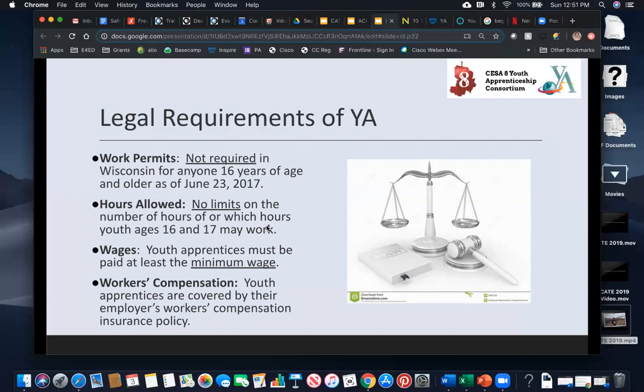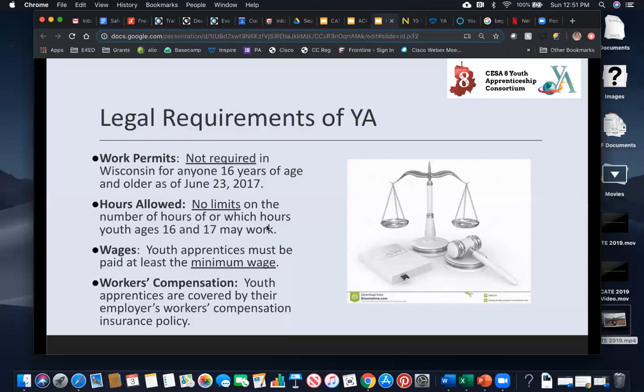Youth apprentices and their employers work out their schedules, ensuring that students may continue working toward high school graduation and school board policies are followed. Wisconsin no longer limits the number of hours which a student ages 16 and 17 may work. It all depends on how free that particular student's schedule is, keeping in mind their classes and extracurricular activities. As employees, youth apprentices have to be paid at least the minimum wage, although many of our youth apprentice businesses pay more than minimum wage.